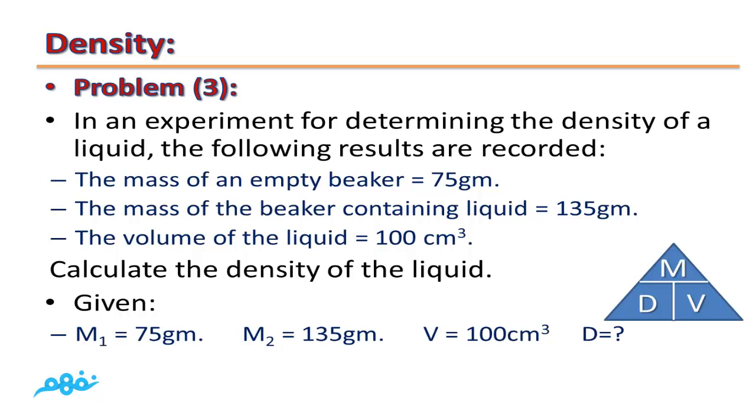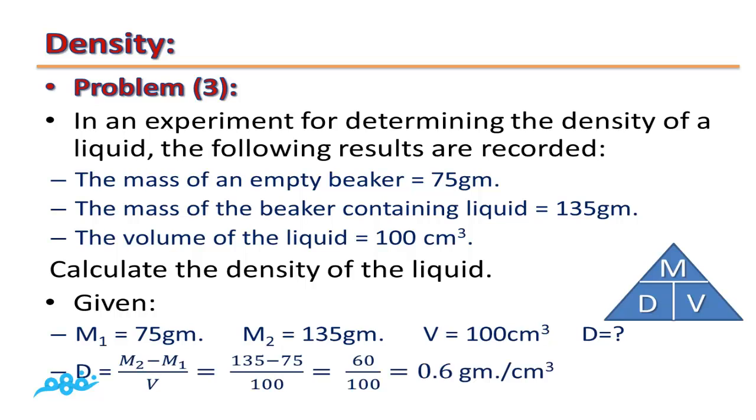By writing down the mathematical relation, now we have mass 2 minus mass 1 over volume. This is because we have two masses and we want to find the mass of the liquid only. Equals 135 minus 75 over 100 equals 60 over 100 equals 0.6 gram per cubic centimeter. This is the density of the liquid.